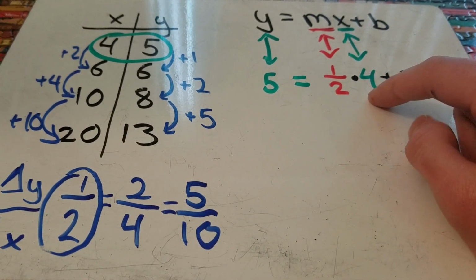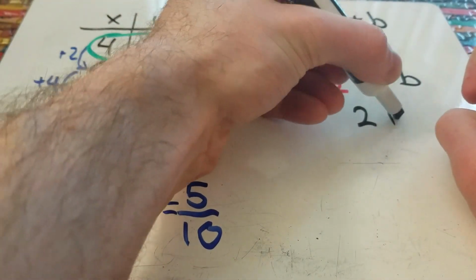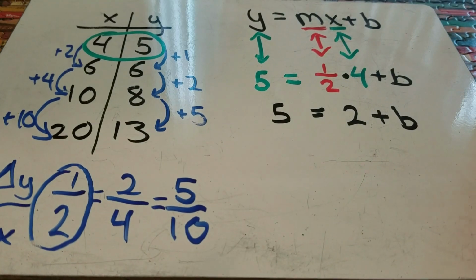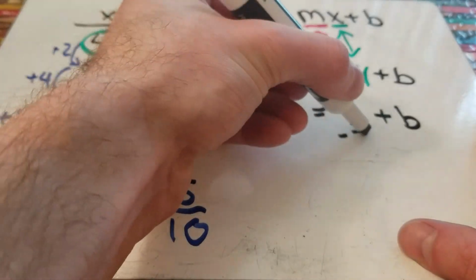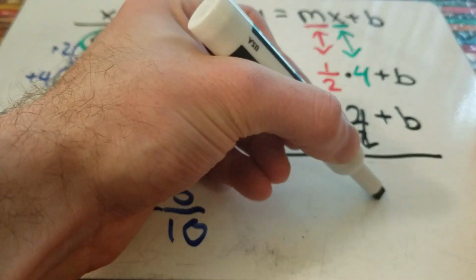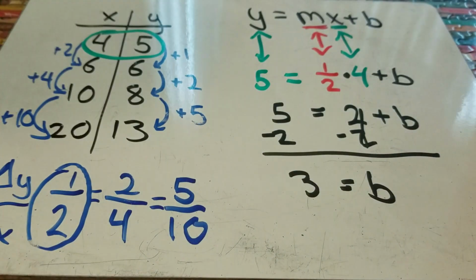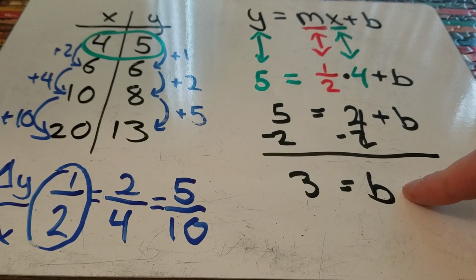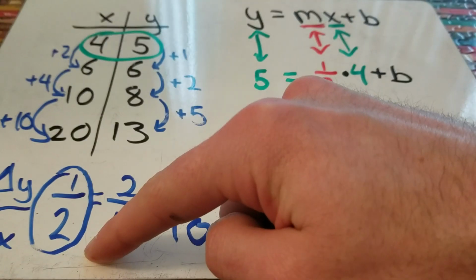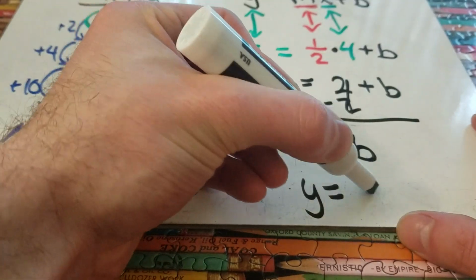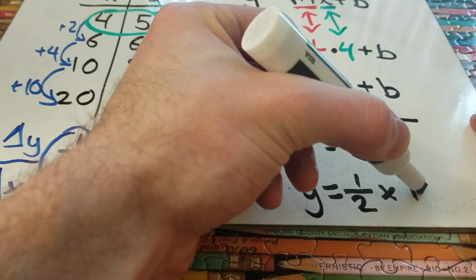Half of 4, 1/2 times 4 is 2. So this equation just says 2 plus b is 5. Well, 2 plus what is 5? Subtract 2 on both sides. You're going to get that b is equal to 3. So now at this time I have my y-intercept, I have my slope. All I have to do is put it together. y equals 1/2 x plus 3.